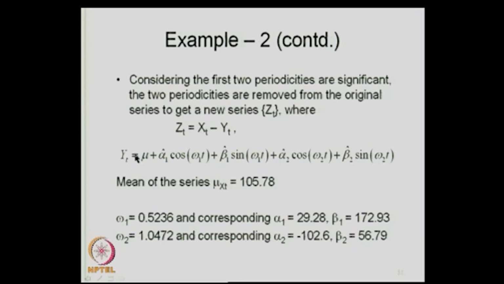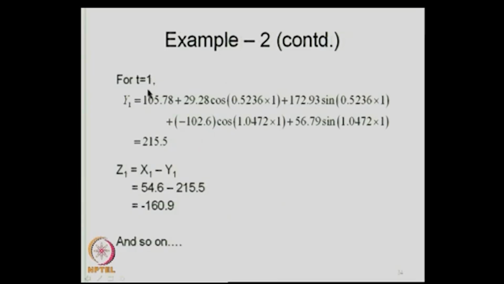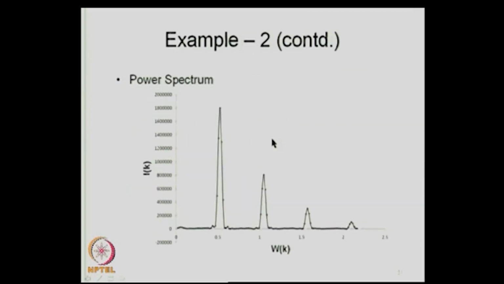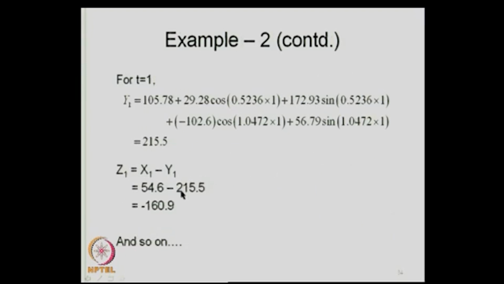Construct the y t series, and then construct the z t series from your original x t by deducting y t from your original x t. For example, for t equal to 1, by putting in all these values you get y 1 equal to 215.5 and z 1 equal to x 1 minus y 1. x 1 in this data, as you can see, was 54.6. So 54.6 minus 215.5 gives minus 160.9, and so on. Like this, you have now constructed the z t series.